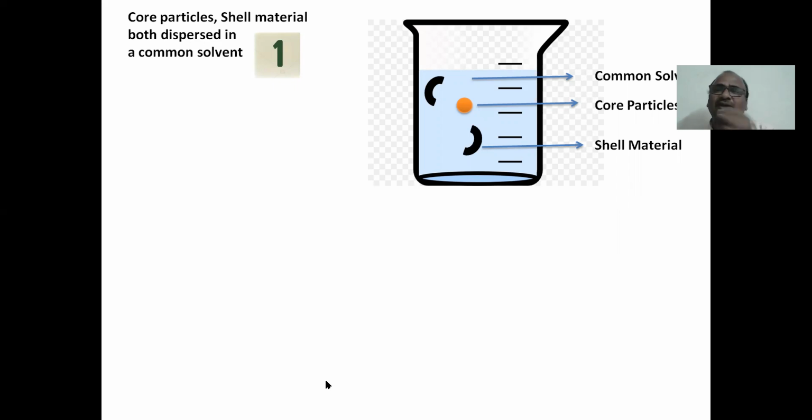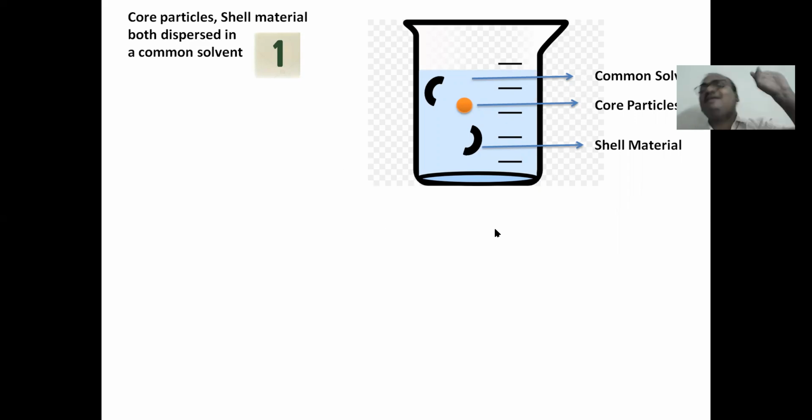This is very important and very simple. First of all, the core particle, that is the drug particles, you have to take in a solvent. Here you can see this is a common solvent, the blue color. You suspend the core particle, the drug particle, and the outer shell material also. Now there are three parts: one is the common solvent, another is the core particles, another is the shell material. Now what you have to do is very simple.